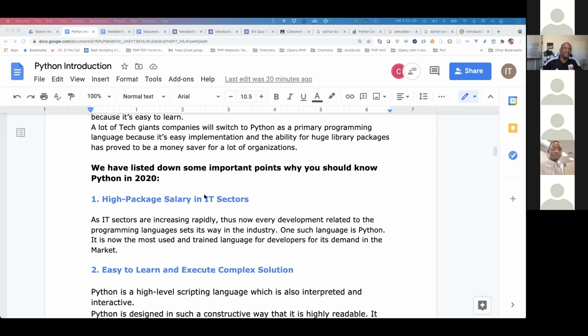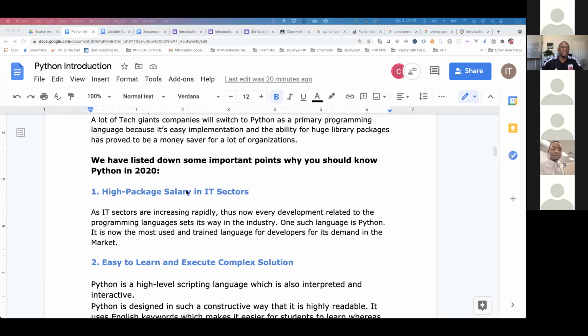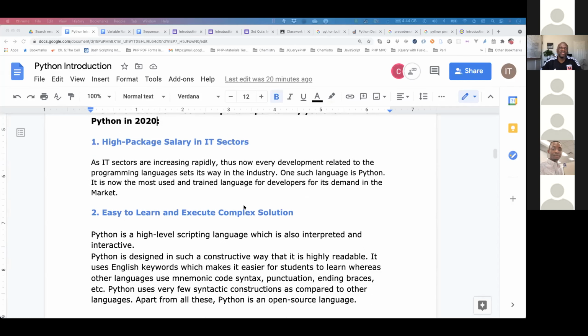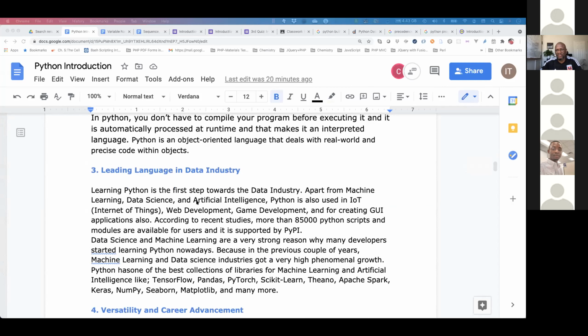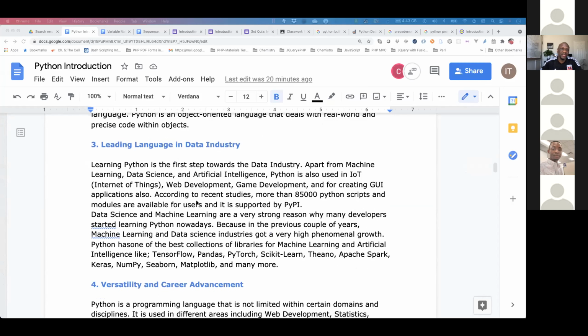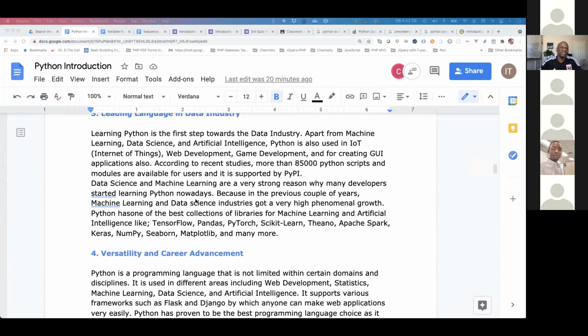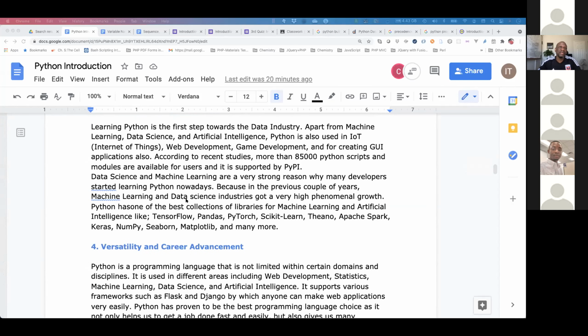High package salary. It will give you a good starting salary. Easy to learn, execute. And also leading language in the data industry, the data science. Machine learning is a big deal. Artificial intelligence, the main thing now. Like they say, data science is the sexiest job in the 21st century. So if you have the skills and you're lucky enough to get a job in there, they will probably give you a very good package to start with.